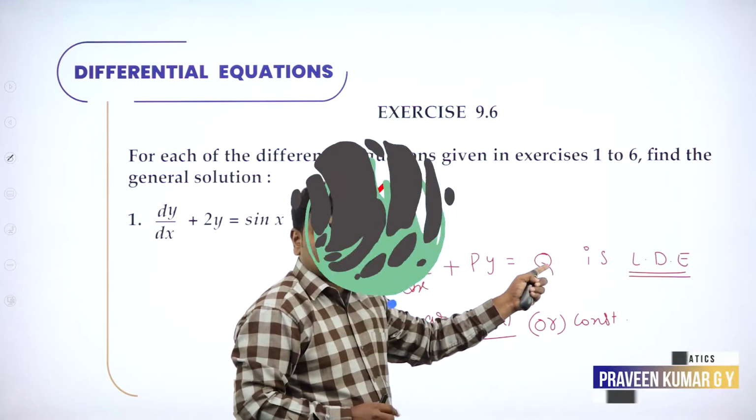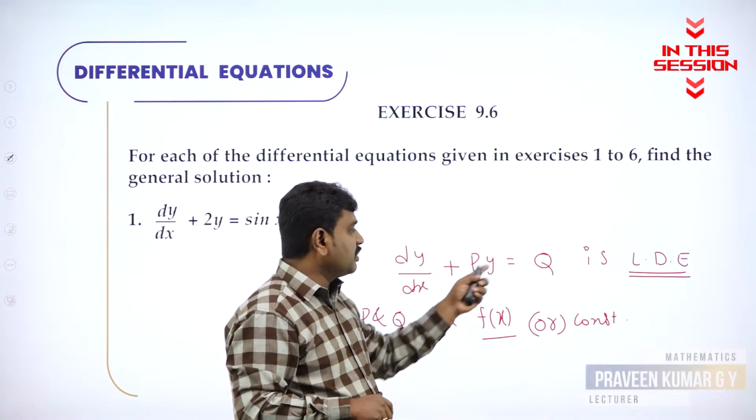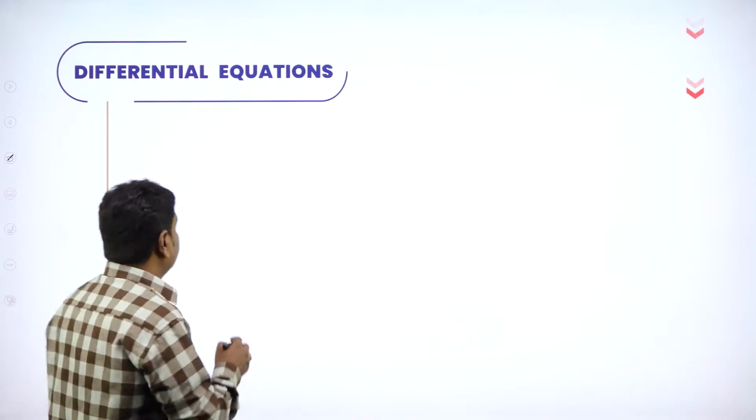So right side will have q. Q may be any function of x, and p may be any function of x, or they may be constants. So what is the integrating factor? You got integrating factor as what? X. Now we need to go to the solution.